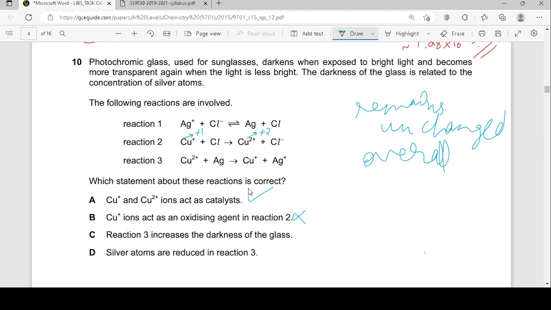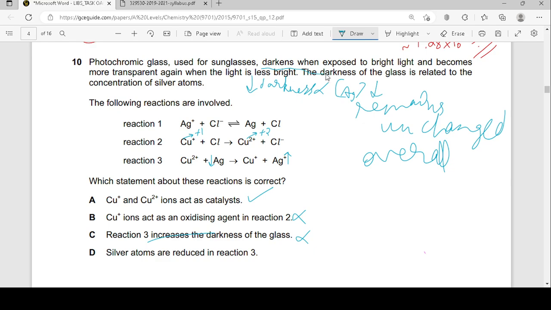So yeah. Now, reaction 3 increases the darkness of the glass. Well, what is happening in reaction 3 is the Ag+ concentration is decreasing, Ag concentration is decreasing. Now, if I assume the darkness and silver atoms have a direct relationship, because I am just assuming that from the question, then I would say if the Ag is decreasing, then the darkness is decreasing. So if they're saying that it increases the darkness, it's actually decreasing the darkness, right? I think so. I'm assuming they have a direct relationship. Am I justified to assume that?